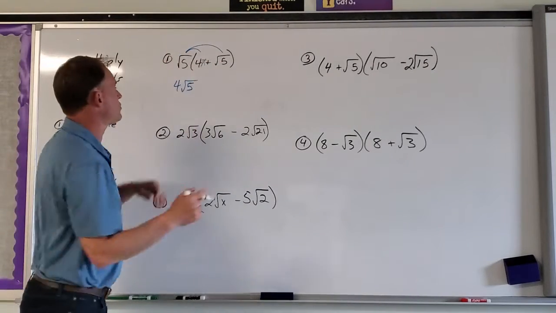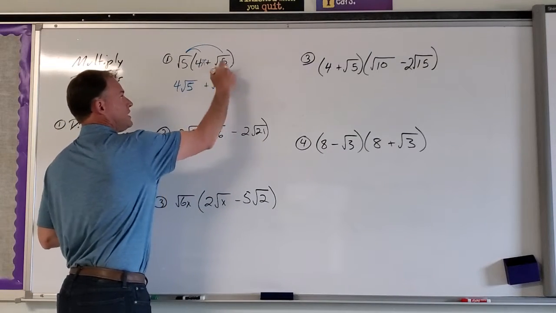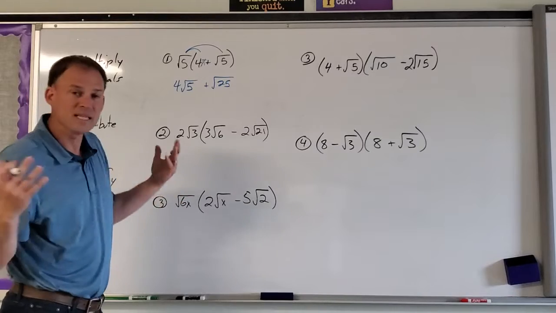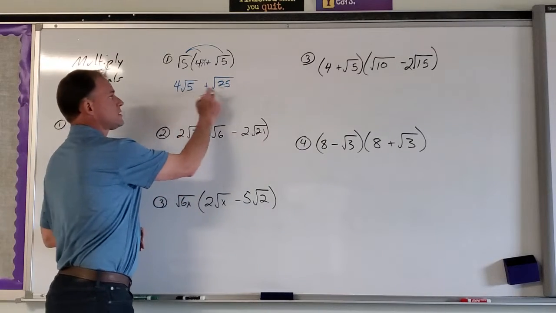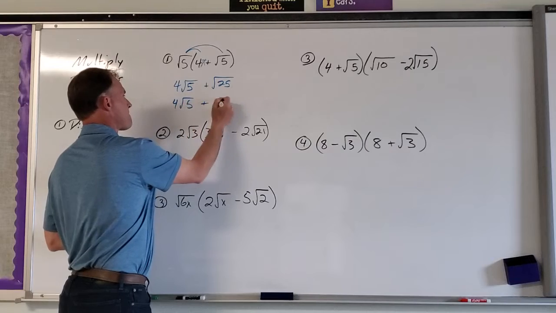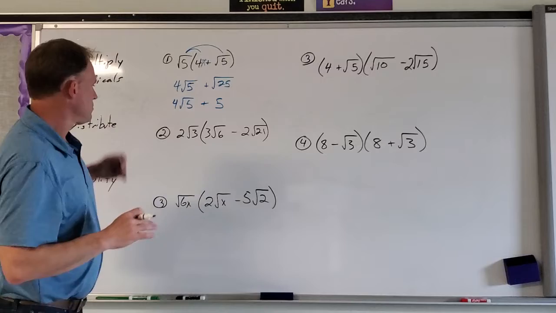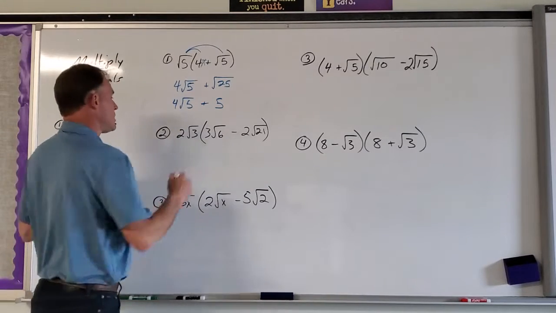Then I do this other distribution, and I get square root of 25, because they're both inside the radical. Then simplify. Well, this doesn't simplify. Square root of 25 is 5. So there's your final answer. Okay? That's basically the process.